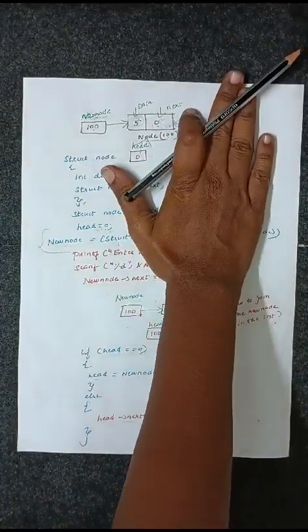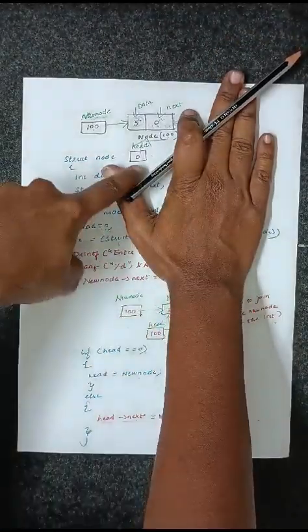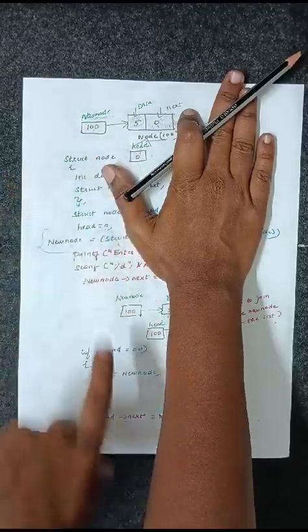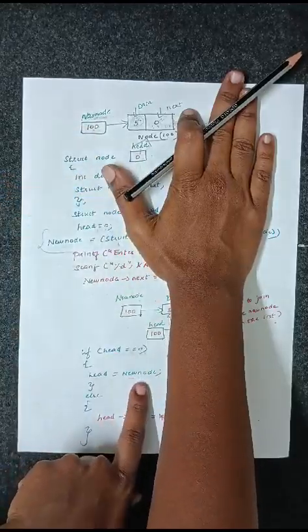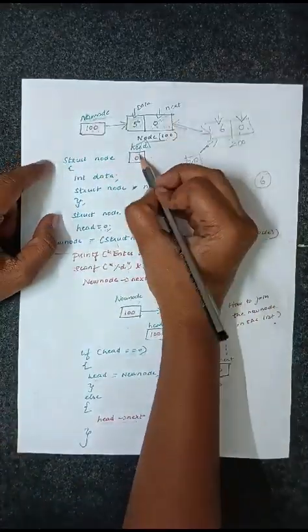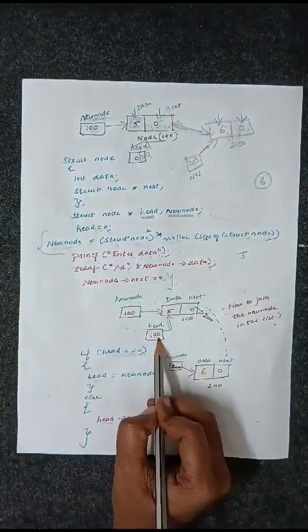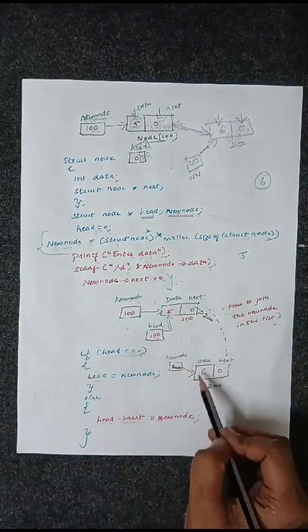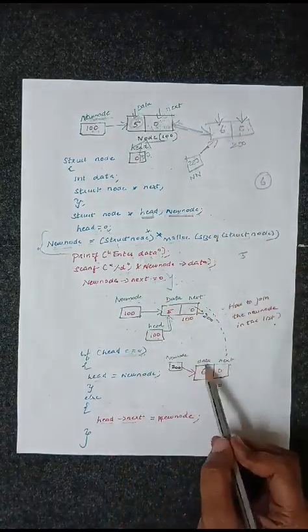Initially, before I create the second node, my head value is 0 and my new node is 100. So if head is equal to 0, head is equal to new node. What is head equal to new node? New node is 100, so head will be pointing to 100. See, I have written here head is equal to 100, so head will be pointing here. Right. Now, the second node I have created.